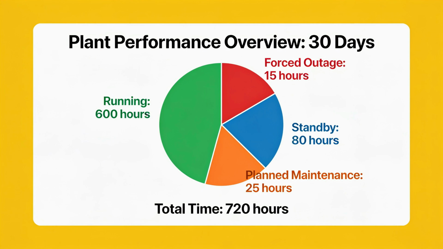Now suppose during these 720 hours, the plant was running for 600 hours, and it was on standby and ready to run for 80 hours. It was stopped for planned maintenance for 25 hours, and it had a forced outage for 15 hours. So 600 hours running plus 80 hours standby plus 25 hours planned stoppage plus 15 hours forced outage gives us 720 hours.